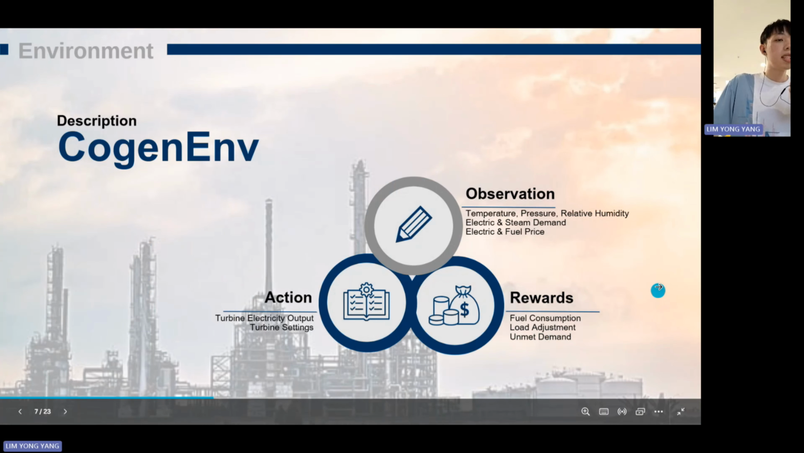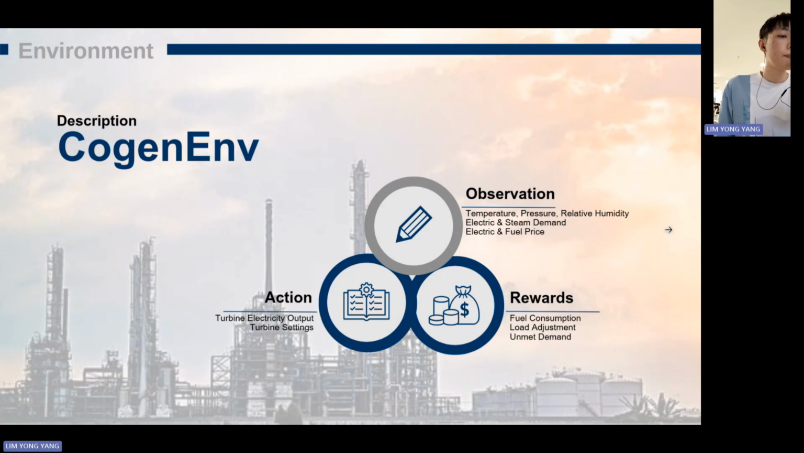In this environment, the so-called states and observations are parameters like temperature, pressure, relative humidity, demands, and also prices. As an action to take, we set the turbine's electricity output, and other settings that differ for the gas turbine and the steam turbine. At last, the reward will be the fuel consumption, the load adjustment, which is a cost brought by action transition, and also the unmet demand. Basically, these are the things that we would like to optimize, which we call rewards in this environment. So next, I'm going to pass to my teammate.